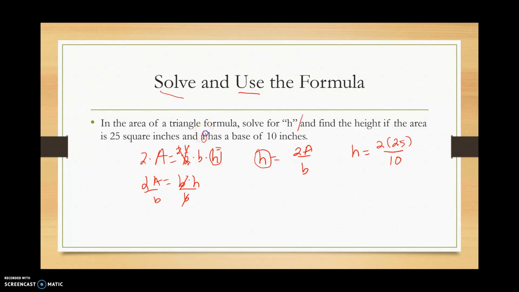So I put a little extra a in here so you can take that a out of there. And has a base of 10 inches. So the height equals 2 times the area, which is 25, divided by the base of 10. So order of operations, 2 times 25, which is 50, divided by 10. H equals 5. So it's very important that we label our answers too, so we know that it's 5 inches. The height is 5 inches. So again, we're going to solve and use the formula.